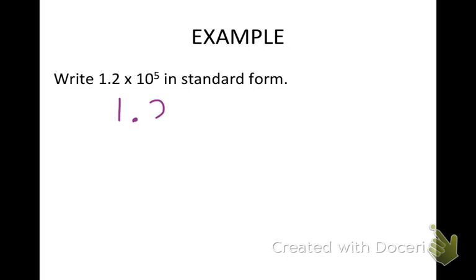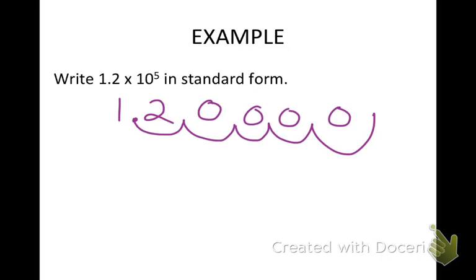So, right now my decimal is in between the 1 and the 2. I'm moving it to the right. I'm getting larger. So there's 1 decimal move, there's a 2nd, a 3rd, a 4th, a 5th. I need to put numbers in place of that. So that means I'm going to have 4 zeros. So 1, 2, 3, 4 zeros. So it would be 120,000.